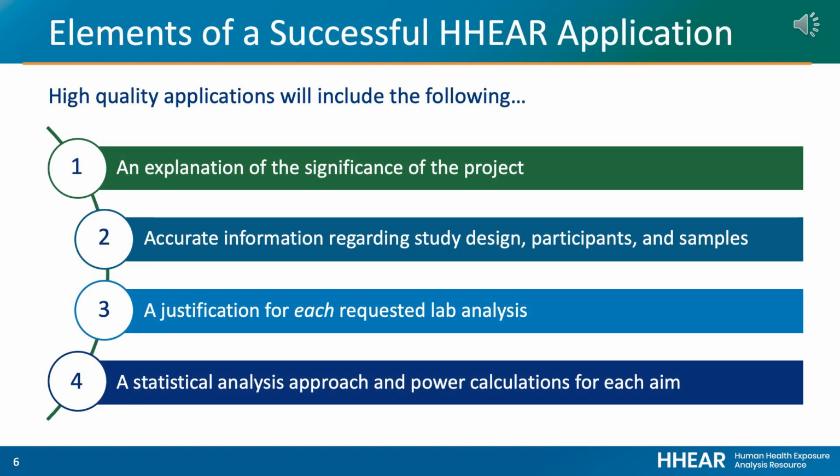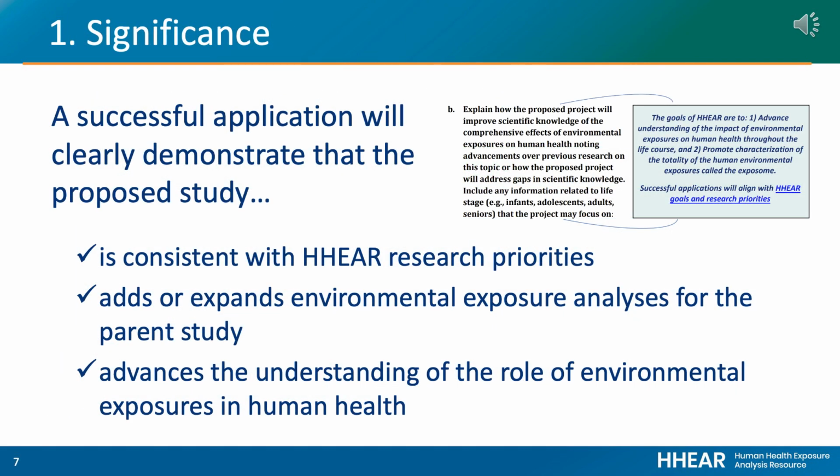With all that in mind, today we will focus on 4 key elements of a high-quality application. First, an explanation of the significance and alignment of the project to HEAR goals. Second, inclusion of accurate information regarding study design, participants, and samples. Third, a scientific justification or rationale for each requested lab analysis. And fourth, a statistical analysis overview with power calculations for each aim. In the following sections, we will cover each of these more in depth. Let's begin with significance.